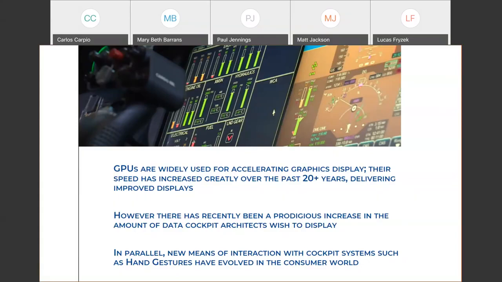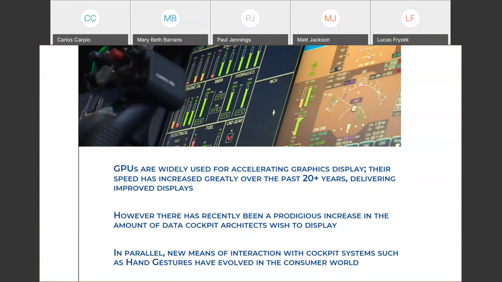Those capabilities have been increasing with what we see, probably starting through the consumer market, as we've all become used to that. But recently, particularly in the military area, but also in the commercial space, there's been a prodigious increase in the amount of data that cockpit designers want to display to crews. Because it's become possible, they've figured out ways of processing data in order to make it more accessible to those crews. But that takes both processing power and increased real estate in the screen.